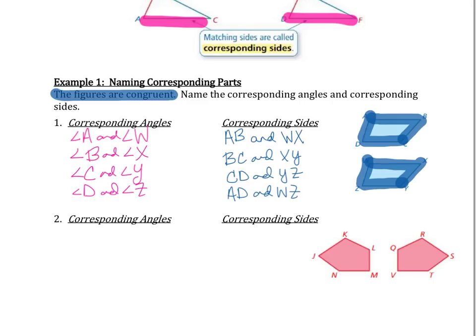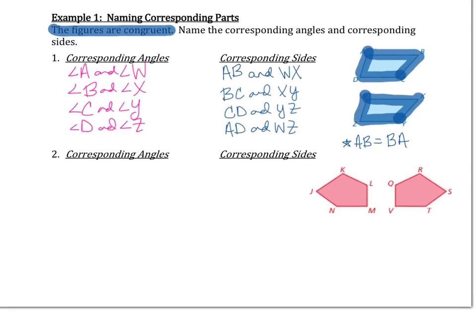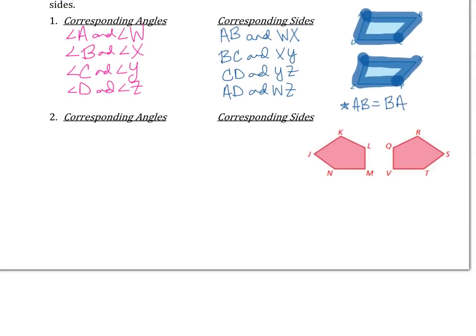Now, all these sides can be named the opposite of what I said, like side AB could really be BA. It just really depends on how you name it as long as you hit all sets of sides. So go ahead and try this one on your own. So I want all sets of corresponding angles and corresponding sides.